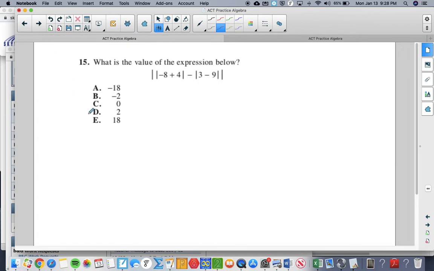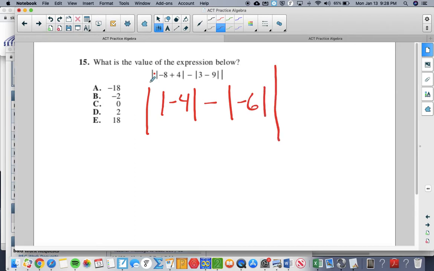Number 15, what is the value of the expression below? Remember, absolute value, we treat those bars as parentheses, meaning that we need to do what's inside of them first. So inside this left set of bars, we have -8 plus 4, which is -4. Then we have another set of bars right here. 3 minus 9 is -6.